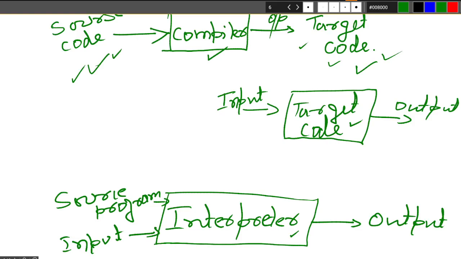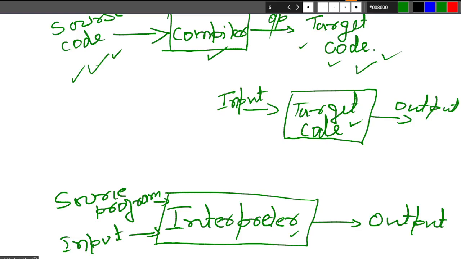If you are saying intermediary code, it will be executable code. Yeah, it can be executable code. Target code is for compilers. It is not necessary that it will always be an executable code. Most of the time it is an executable code, definitely.